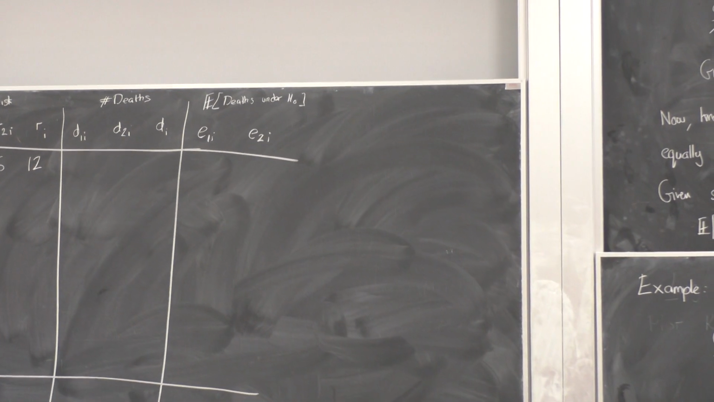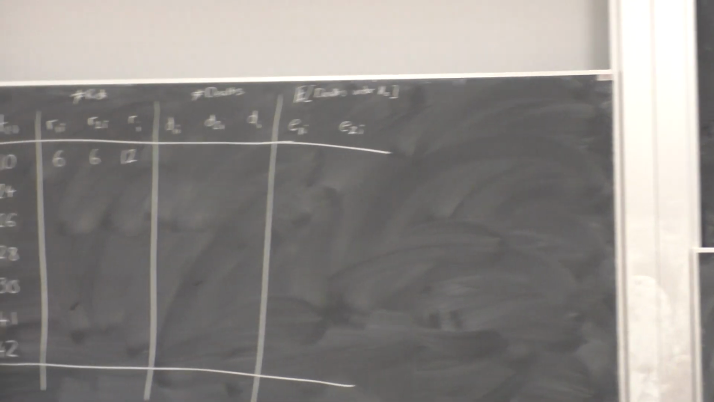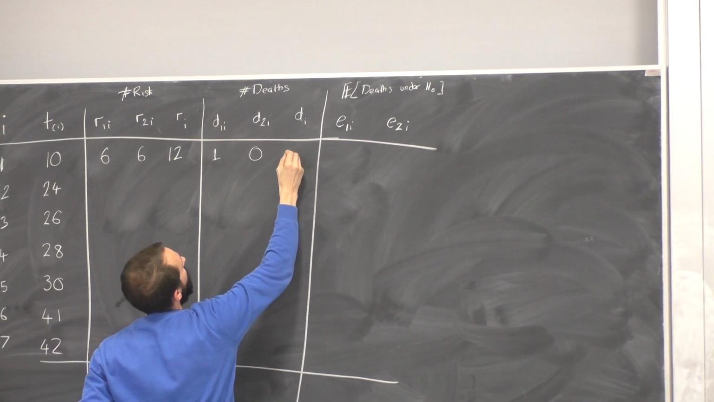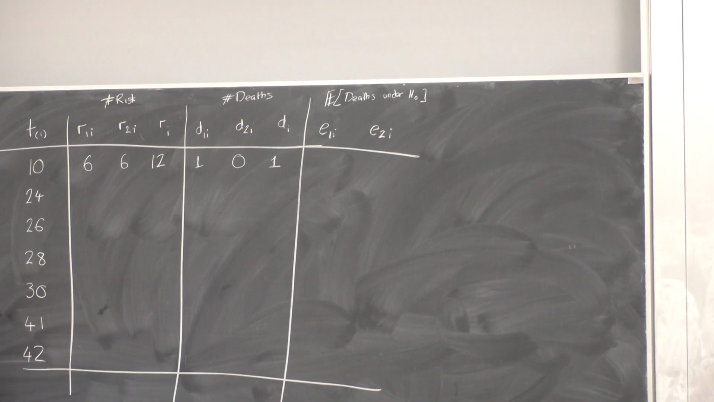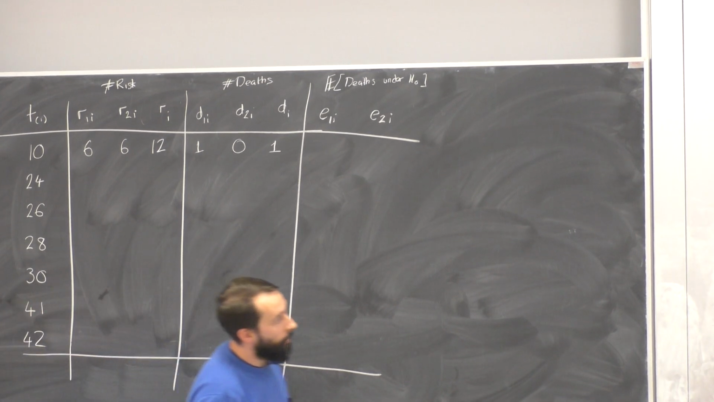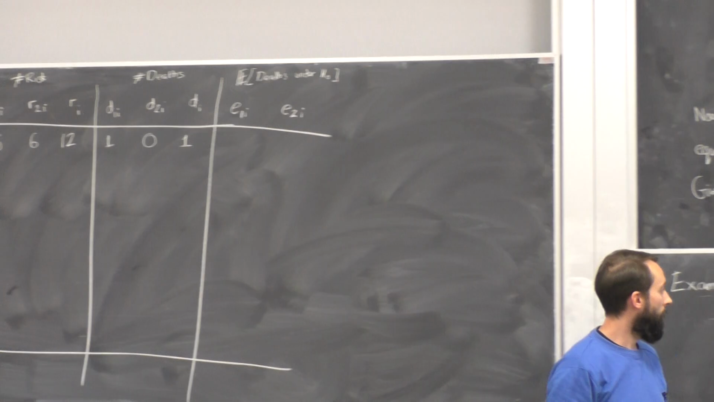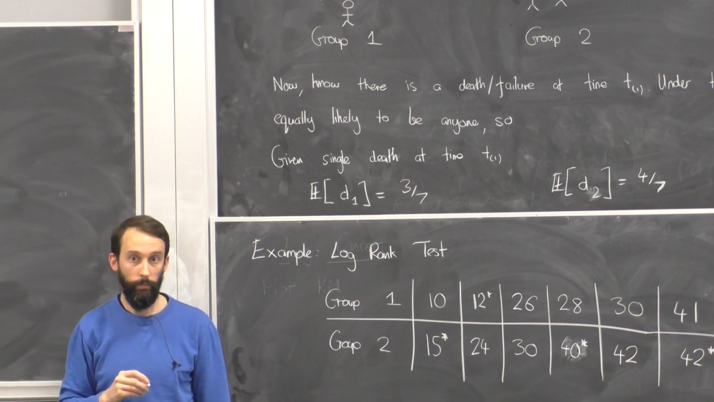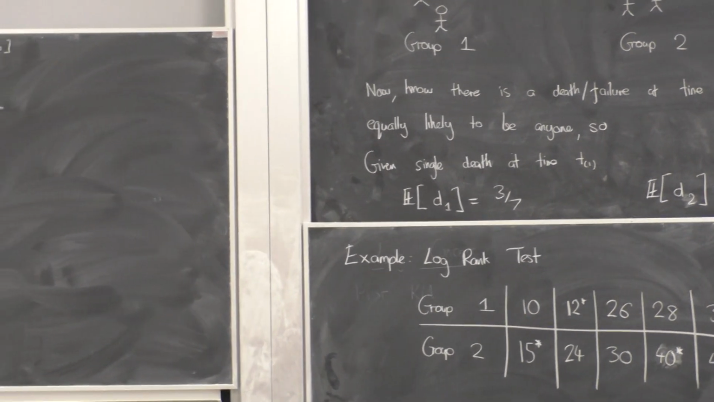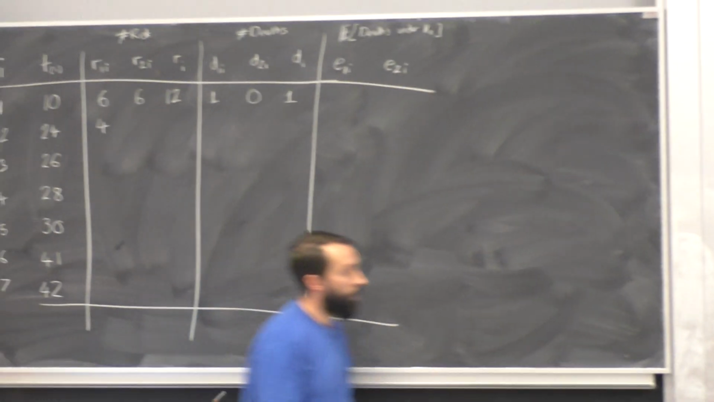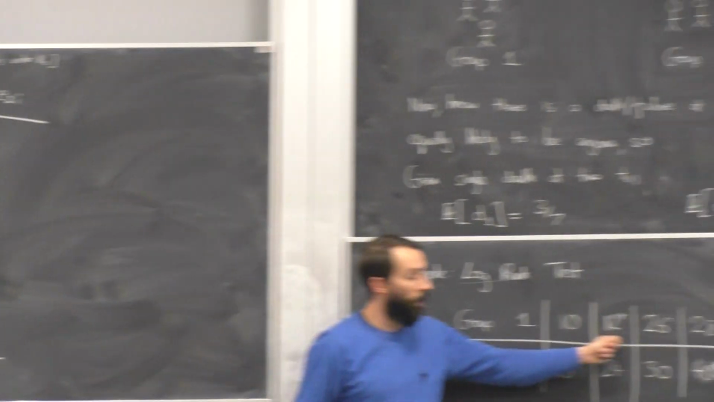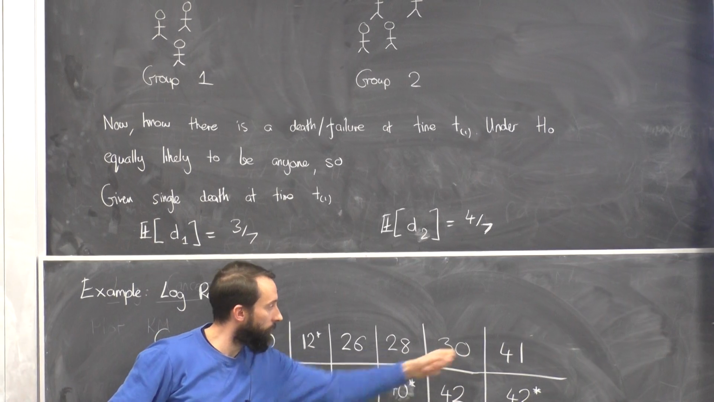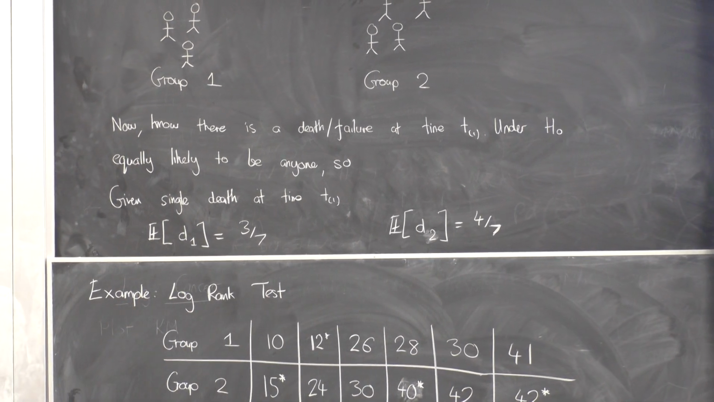Okay, how many deaths at 10 weeks did I see in group 1? How many in group 2? Okay, so now 24 weeks, how many people was I still studying in group 1? 4. Yeah. Okay, so this person had already died and I'd lost contact with that person. So I basically have that person, that person, that person, and that person who's still in my study.